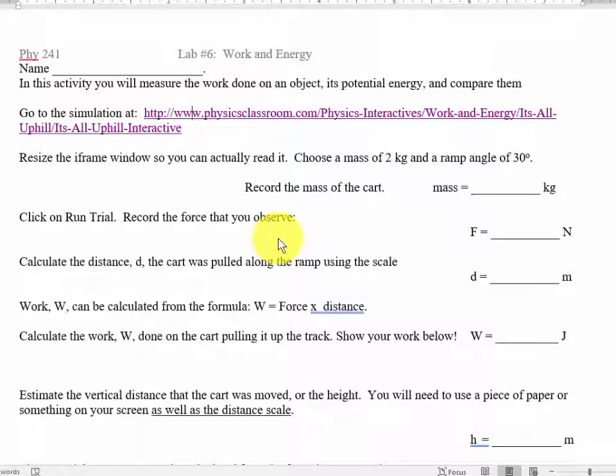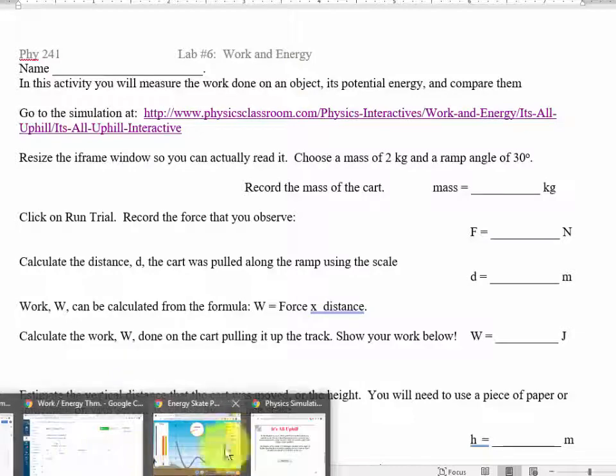Alright, what we're going to be doing with this particular lab is we're going to be doing some work dragging an object up a ramp, and we're going to find out that the energy that the object gains is equal to the work that's been done. Pretty straightforward. You're going to go to this simulation right here, so I'm going to go ahead and pop this guy up.